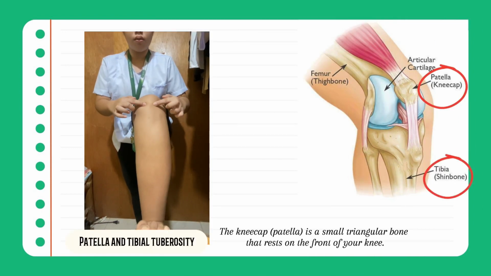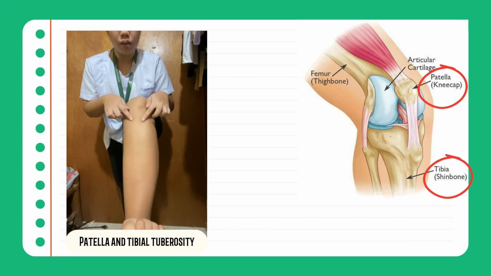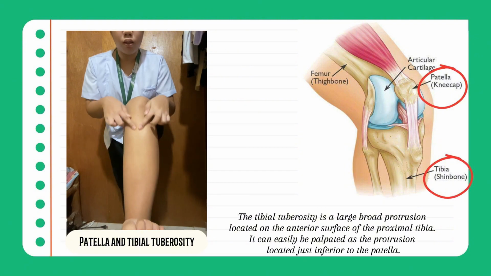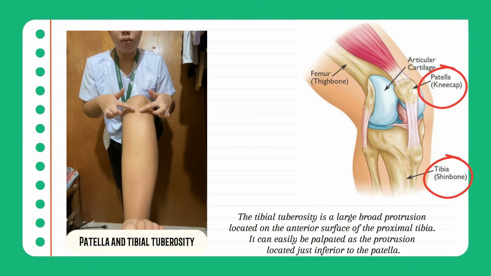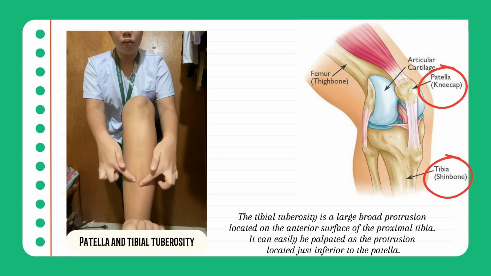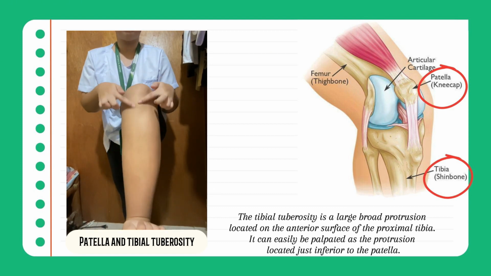This is the patella. The kneecap is a small triangular bone that rests on the front of your knee. And the tibial tuberosity. It is a large broad protrusion located on the anterior surface of the proximal tibia. It can easily be palpated as the protrusion located just inferior to the patella.